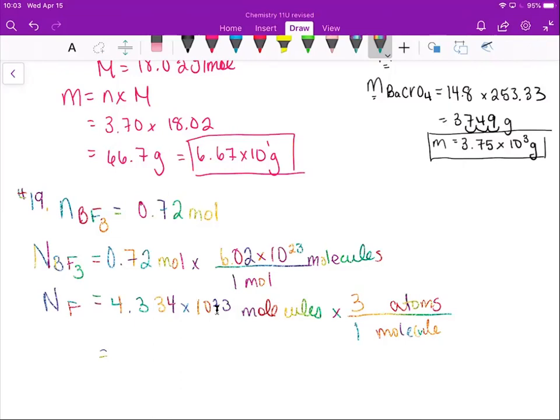Okay, so you multiply it together. Gosh, my house is very lively today. of fluoride.